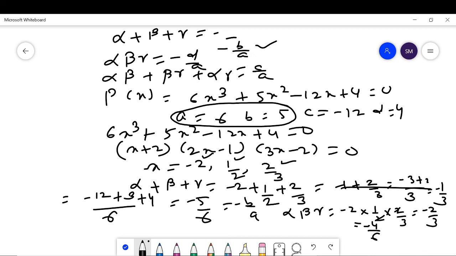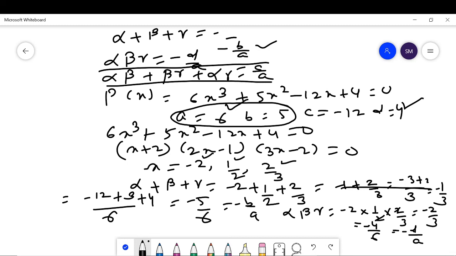Minus 4 upon 6. Here D is 4 and A is 6. What is this? This is minus D upon A. Hence verified the third identity. Alpha into beta into gamma is equal to minus D upon A. Then take the third property.